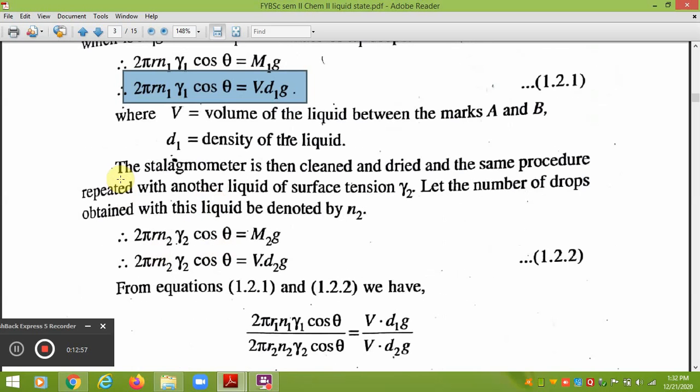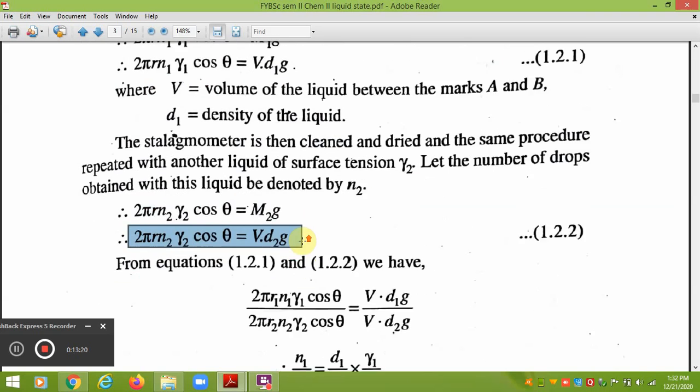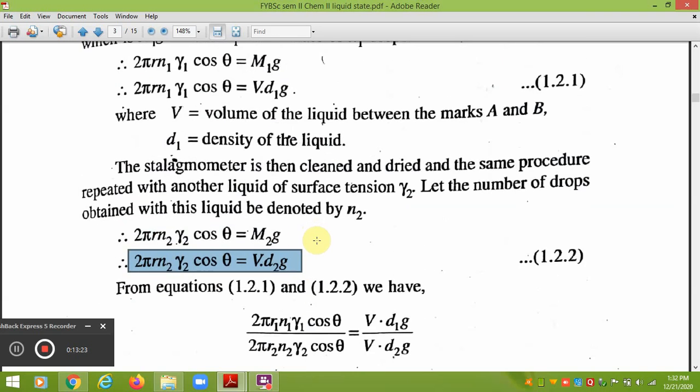Dear friends, later the stalagmometer is cleaned, dried, and the same procedure is repeated with another liquid of surface tension gamma 2, whose value is known to us. The number of drops obtained with this liquid is denoted by N2, and in the same way we get another equation: 2 pi r N2 gamma 2 into cos theta is equal to v into d2 into g.